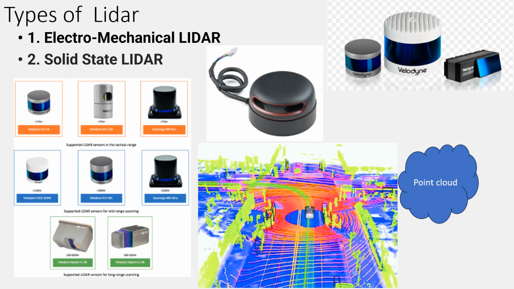Now just take a look at these photographs, at all the various types of LiDARs that are available. Basically there are two types of LiDARs, electromechanical LiDAR and solid state LiDAR. I'm not going deep into that because it is slightly beyond the scope of this presentation, and it just adds to the academic knowledge. It does not add much value to the working of the LiDAR.